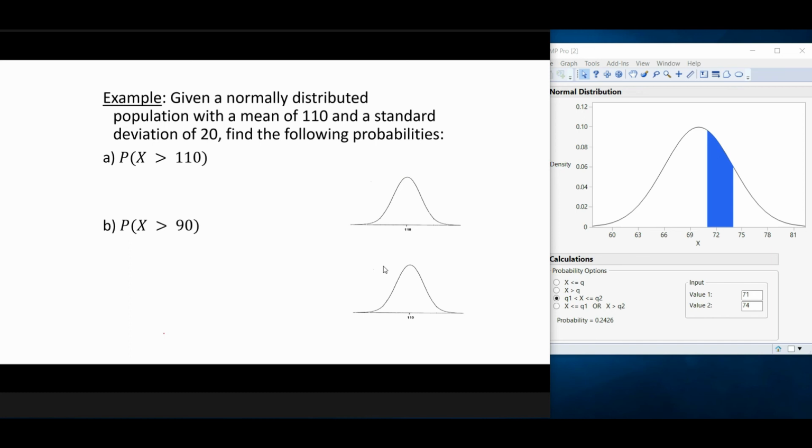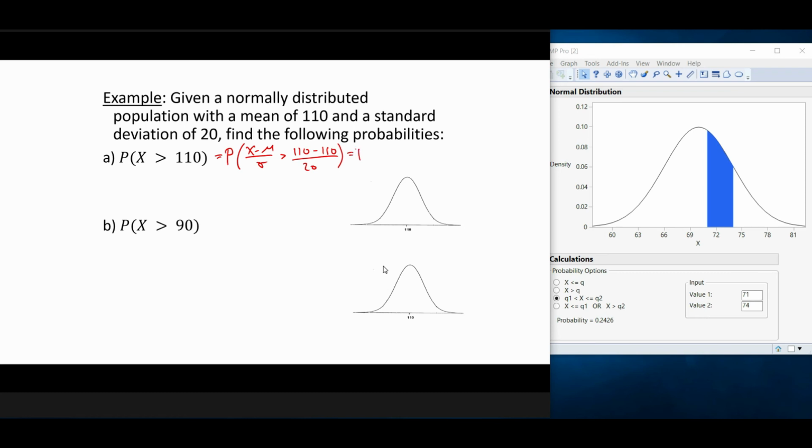Okay, a couple more examples for standardizing. Given a normally distributed population with a mean of 110 and a standard deviation of 20, find the following probabilities. In the first one, we're going to find the probability that x is greater than 110. So let's standardize that. That's the probability that x minus mu over sigma is greater than 110 minus mu, which is 110, over sigma, which is 20. So 110 minus 110 is going to be 0. It doesn't matter what the denominator is at that point.